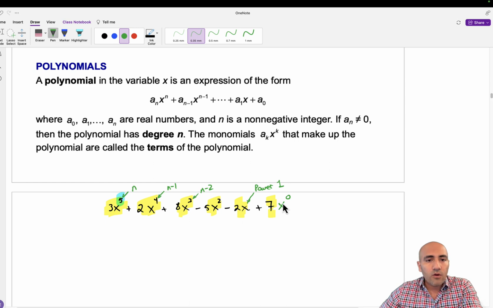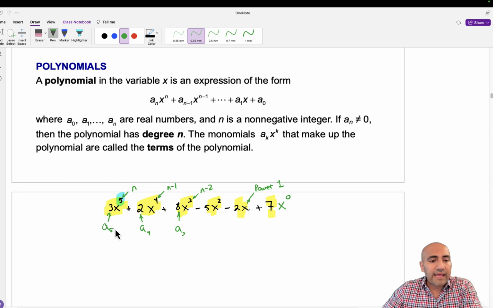Okay, now the constants that are in front, like the 3 right here, this is what we refer to as a sub n. In this case, n is 5, so we would refer to it as a sub 5. It's the constant in front of the monomial, or the term that has a degree 5. And this one is a sub 4, and this one's a sub 3.